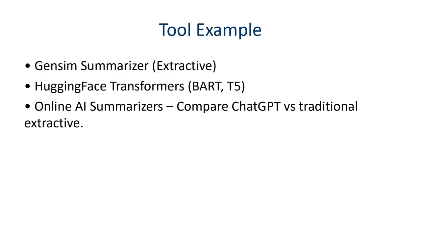One way to understand summarization better is to try to implement it and understand how it works. Tools like Gensim provide extractive summarizers that identify key sentences, while Hugging Face transformers like BART or T5 can generate abstractive summaries. You can even compare these with ChatGPT's summarization capabilities.